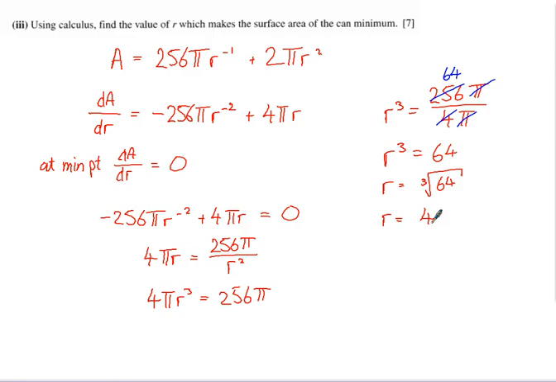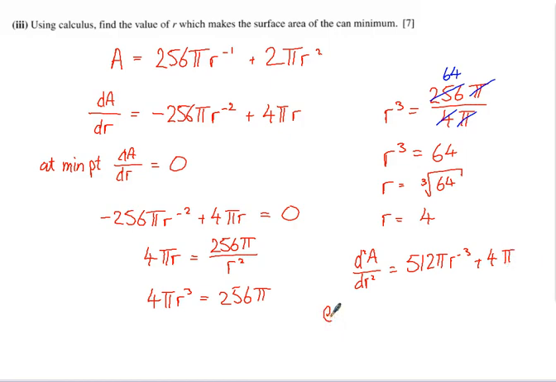Now, we're not quite finished yet, because we're just assuming that makes it a minimum. What we want to do is show that it's a minimum, not a maximum. How do we do that? Well, we take our dA by dr and we differentiate it again. So we get d squared A by dr squared is equal to, when we differentiate this, minus 2 times 256 is 512. We've got the pi, and reduce the power by 1. When I differentiate 4 pi r, I just get 4 pi.